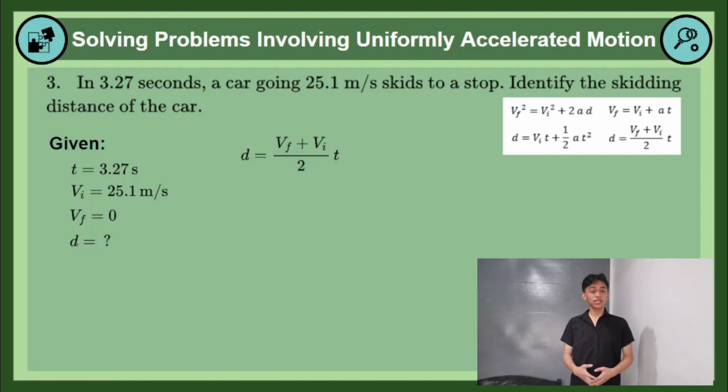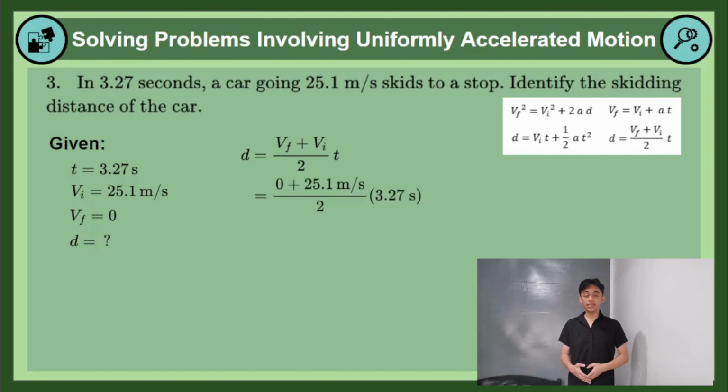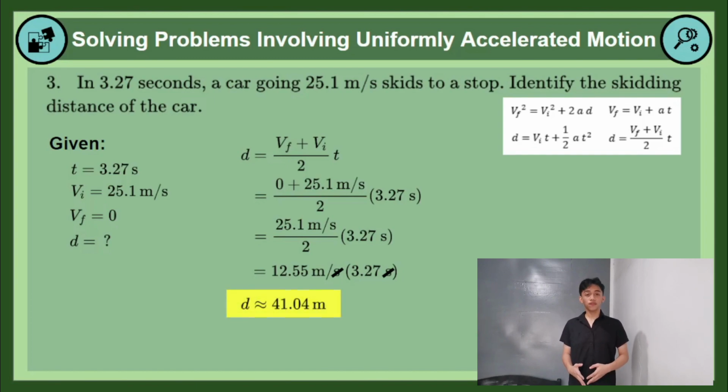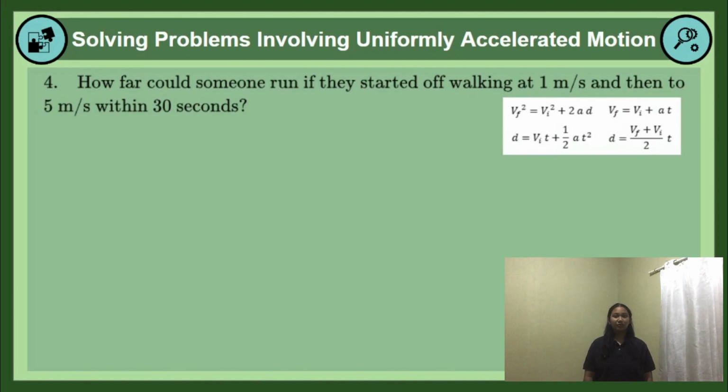Next, substitute the given values and apply the operation. 0 plus 25.1 meters per second is 25.1 meters per second. Divided by 2 is 12.55 meters per second, times 3.27 seconds is approximately equal to 41.04 meters, which is the final answer. Example number 4.